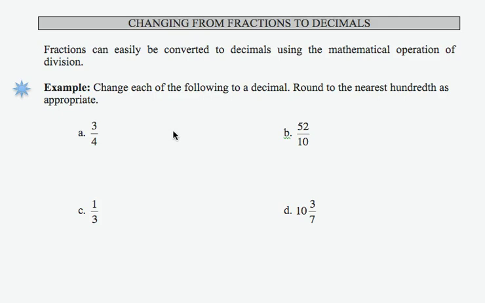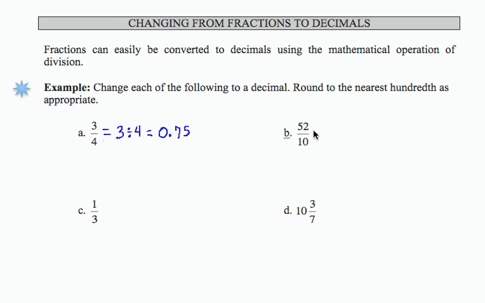In each of these problems, we're asked to change the given fractions to decimals, and we can do that by using the mathematical operation of division. So 3/4, the first one, we can rewrite as 3 divided by 4. And if you use your calculator to divide 3 by 4, you get 0.75 exactly. So 3/4 can be represented by 0.75, and that is exact to the hundredth place.